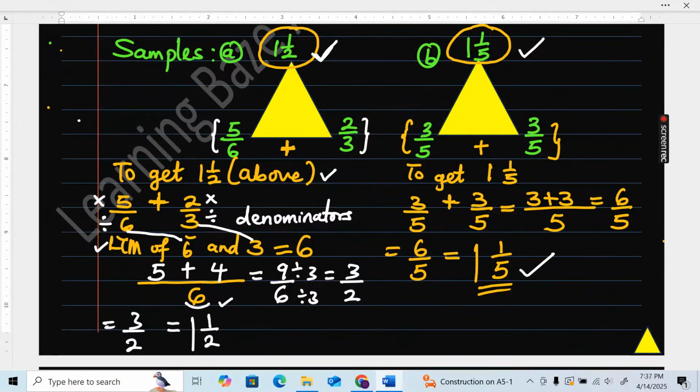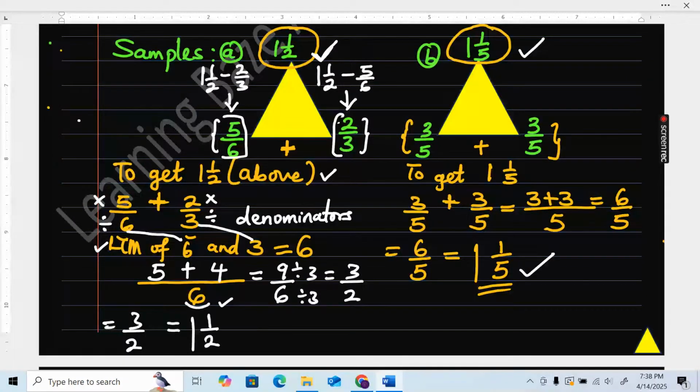What if we need to figure out the numbers that are below? If you want to find the numbers that are below, we have to subtract. Okay? Look at the first sample, sample A. Everybody look at the first sample. If we want to figure out 5 over 6, we will have to subtract. That will be 1/2 minus 2 over 3. If we want to get 2 over 3, we will also have to subtract. That will be 1/2 minus 5 over 6.